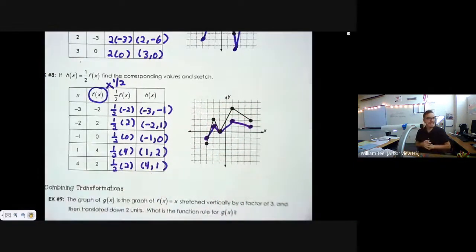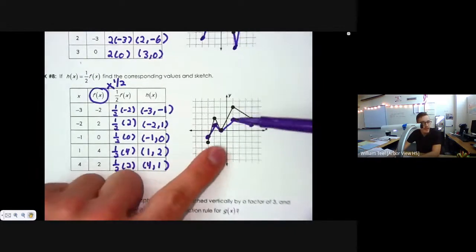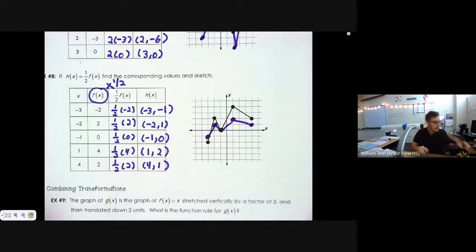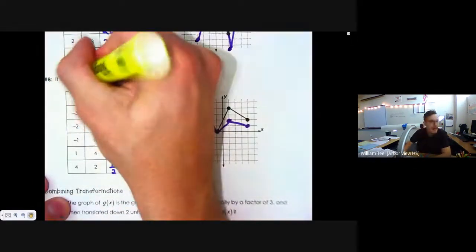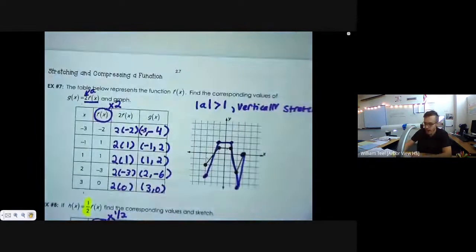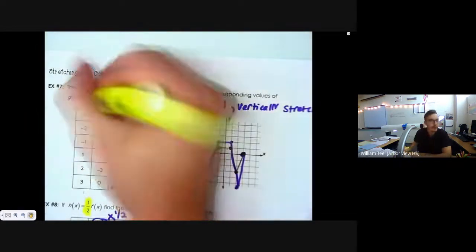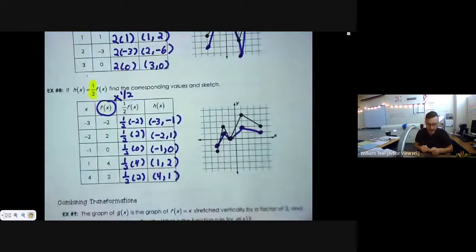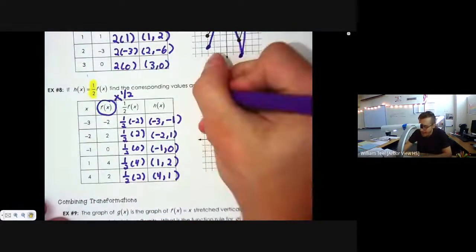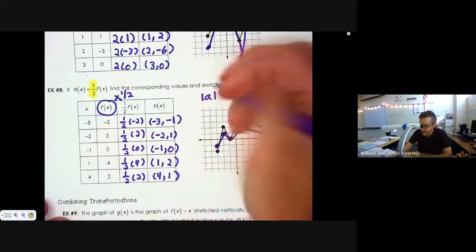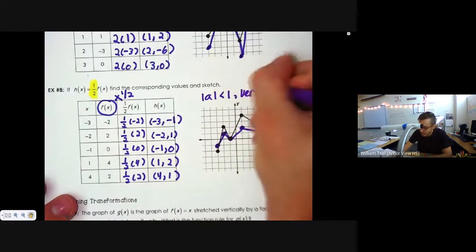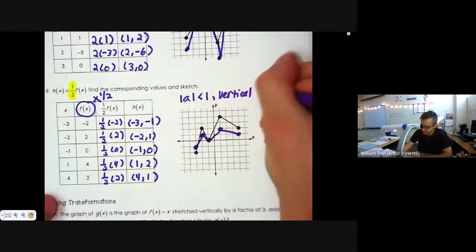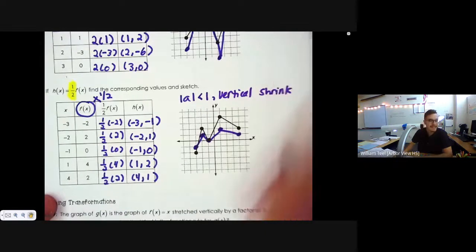Now, as you can see, this is a shrink because we have taken this original function and we have shrunk it. And if you notice, our a value here is equal to 1/2. It's a fraction. Up here, our a value was equal to 2. It was a whole number greater than 1. So if the absolute value of a, or that number out front, is less than 1, then we have made a vertical shrink. So this graph right here is a vertical shrink.